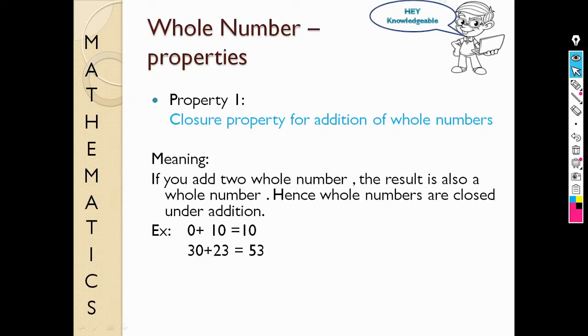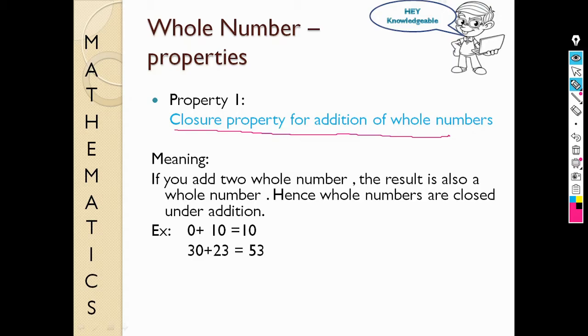Now let's look at some of the properties of whole numbers. What is the first property? It is the closure property of addition of whole numbers. What does this mean? It means that if you add any two whole numbers, then the result is also a whole number.